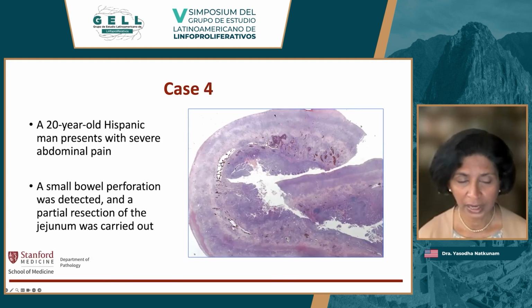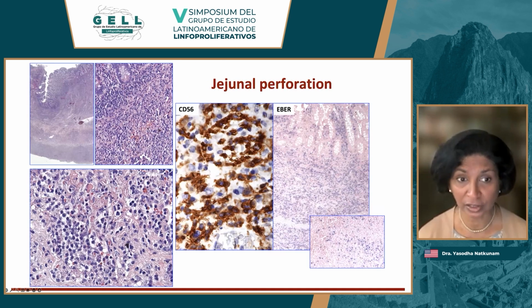So this is another case of a 20-year-old Hispanic man who presented with severe abdominal pain, and a small bowel perforation was detected and the jejunum was resected. And here is what the case looks like.